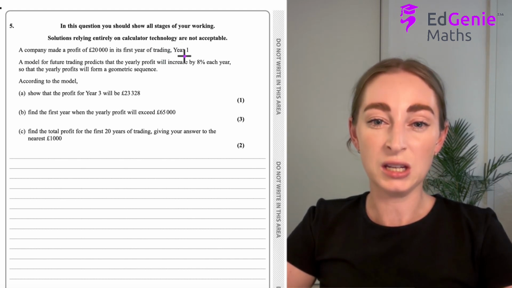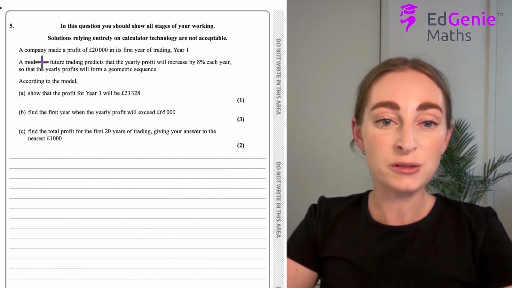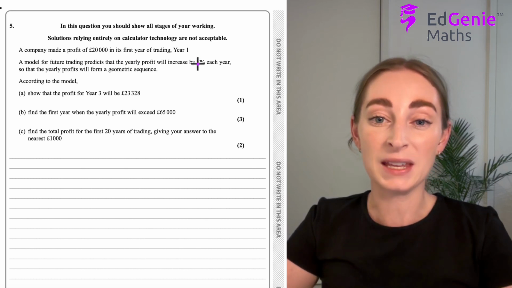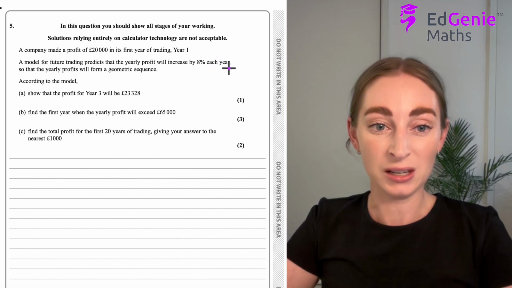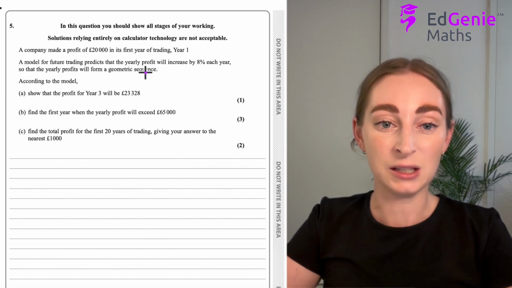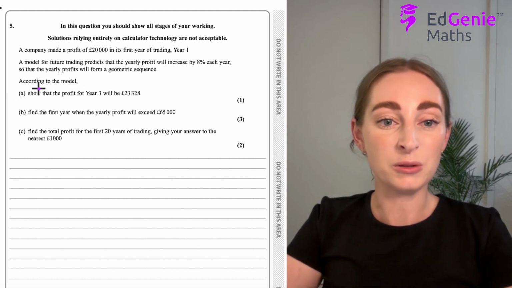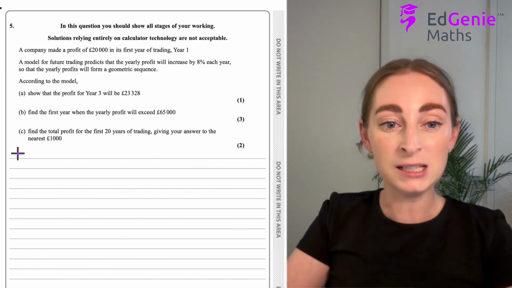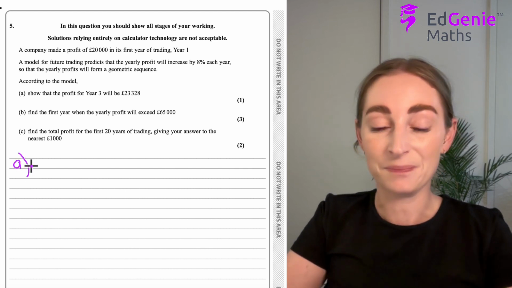So a company made a profit of £20,000 in its first year of trading. So that is year 1. A model for future trading predicts that the yearly profit will increase by 8% each year, so that the yearly profits will form a geometric sequence. According to the model, show that the profit for year 3 will be this, and it's only 1 mark. And the reason it's only 1 mark is because you covered this back in GCSE.